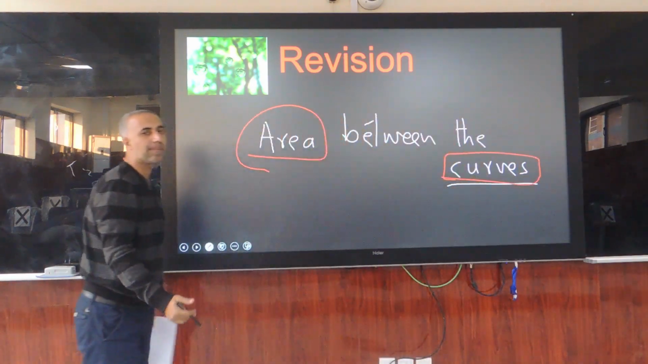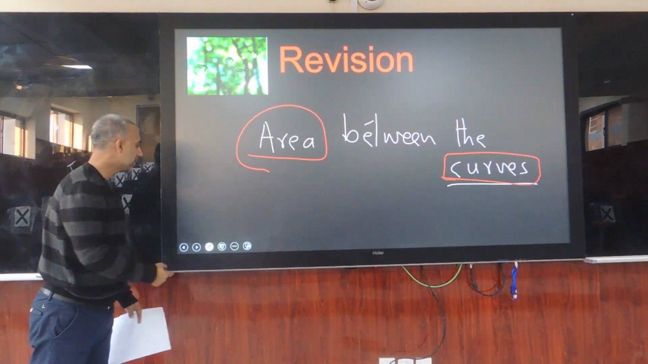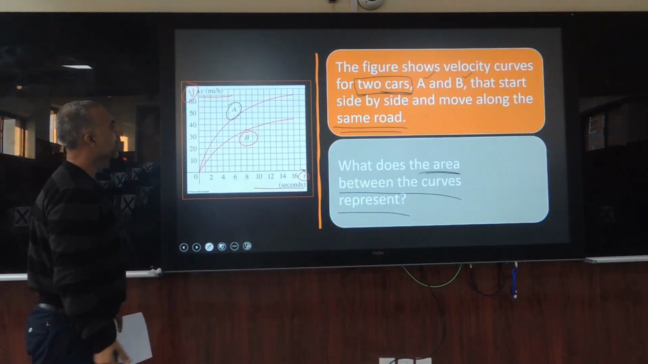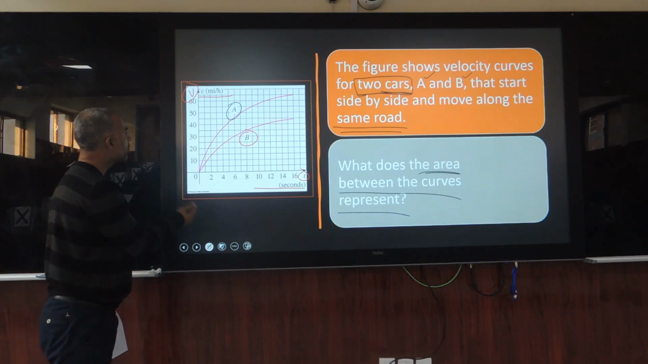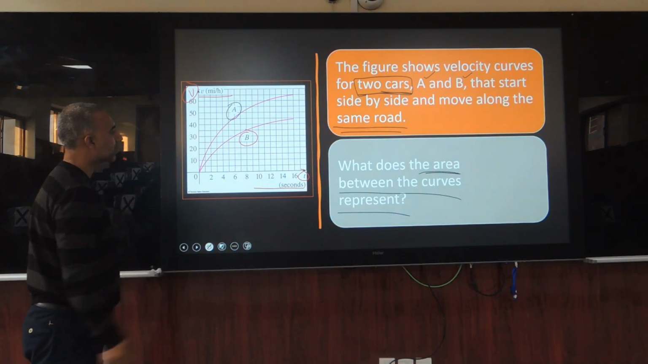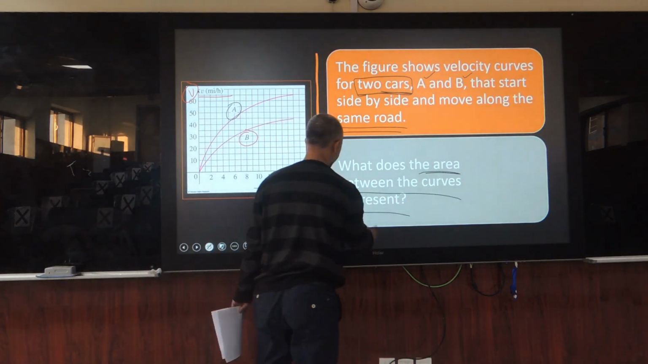There are a huge number of applications, but for simplicity I am considering the racing track for two cars. So there are two curves, of course, showing the change of speed with respect to time. Let's see an example.